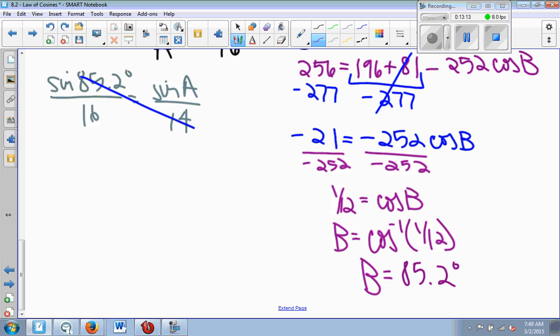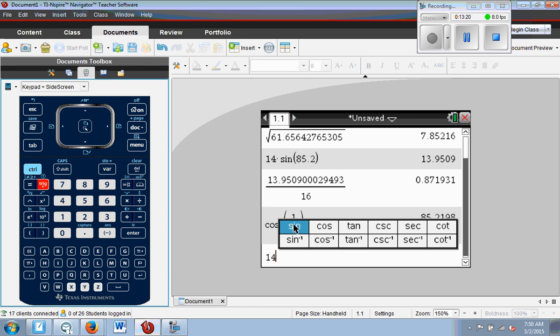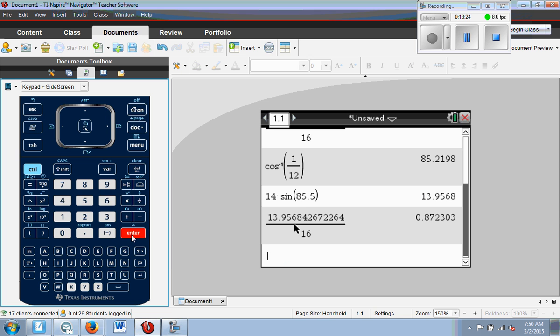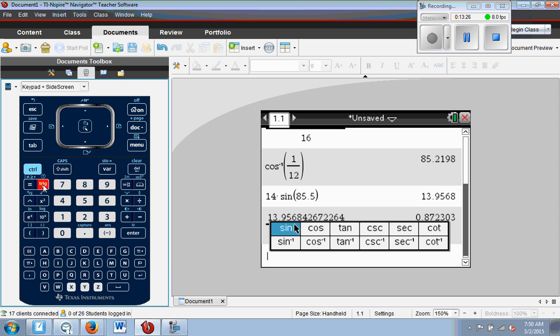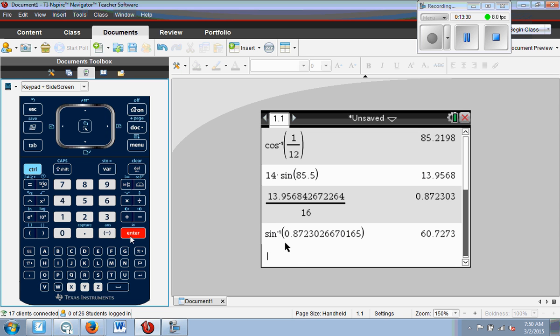Okay, so anyways, we're going to cross multiply. So 14 and sine of 85.2. We're going to divide by 16, and we're going to do sine inverse of that value. So back to where we were. Forget everything I just said for about the last minute and a half. So what we end up with for angle A is an angle of 60.7.